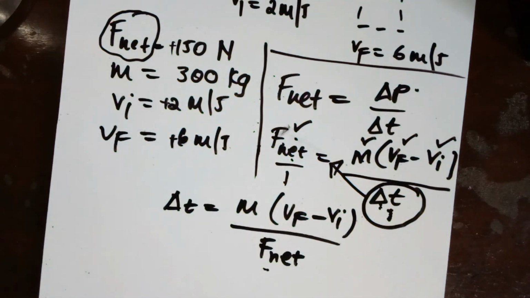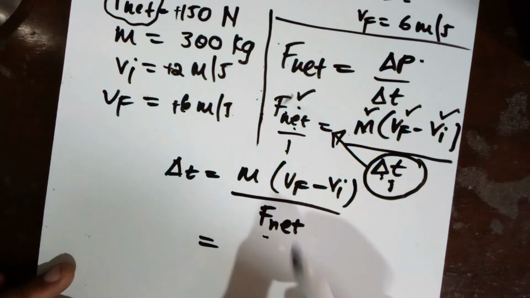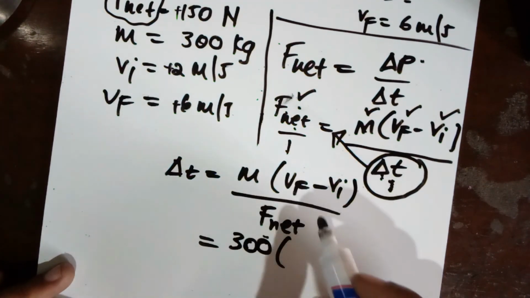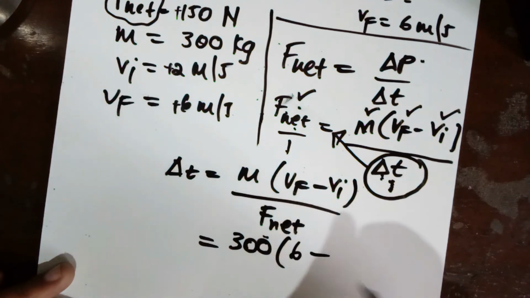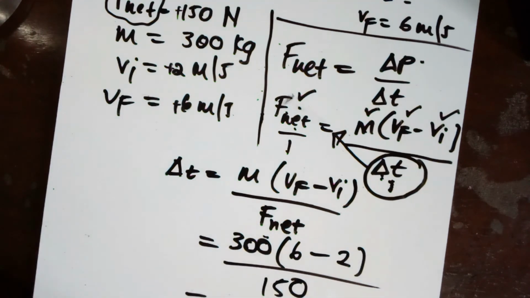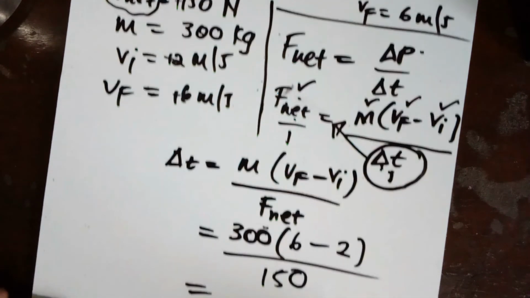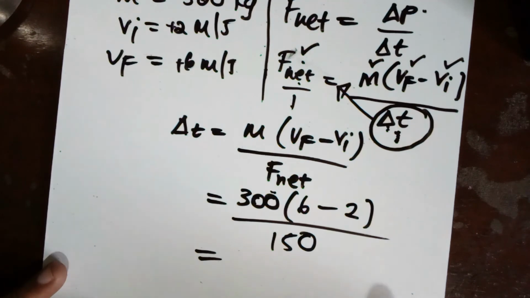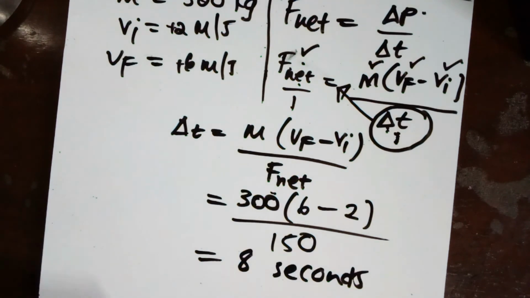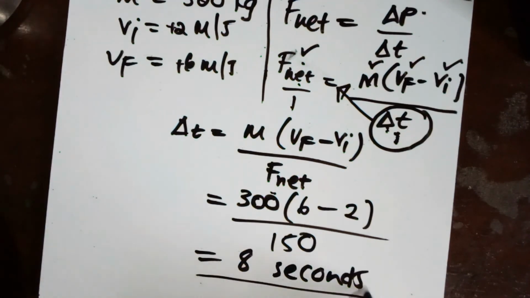So we have everything. Let us put everything into the calculation. Our mass is 300 kg, the final velocity minus the initial velocity is 6 minus 2, divided by F net, which is 150. If you put this in your calculator, you should come up with an answer of about 8 seconds.